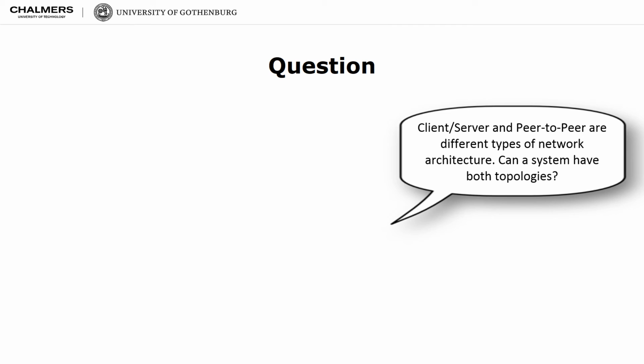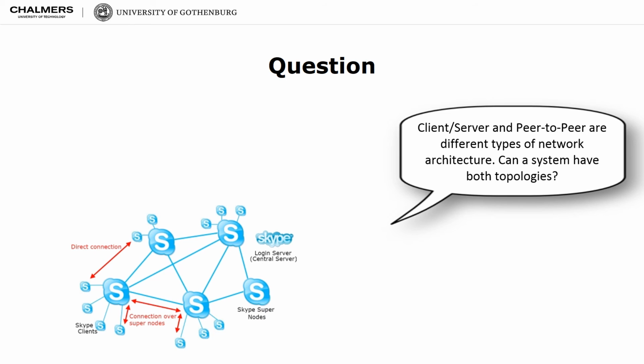Here is a question for reflection. Client-server and peer-to-peer are two different types of network architecture. Can the same system have both topologies? Think, for example, of Skype. It is a peer-to-peer IP telephony network that uses a central login server to authenticate peers.